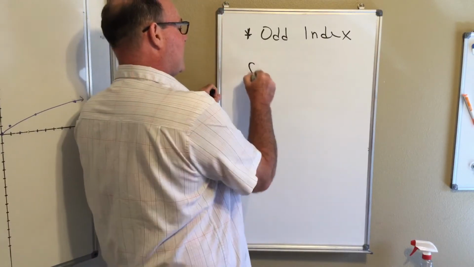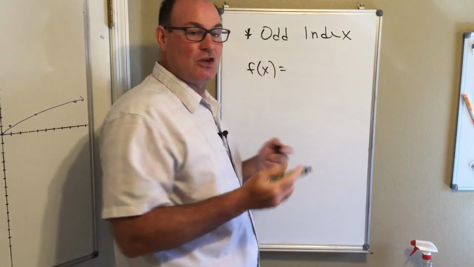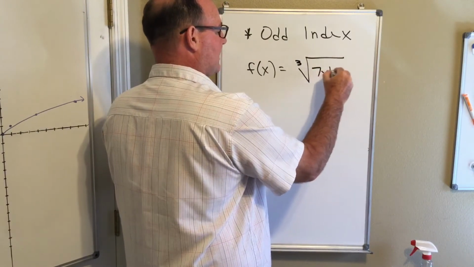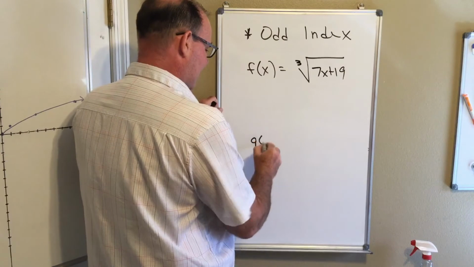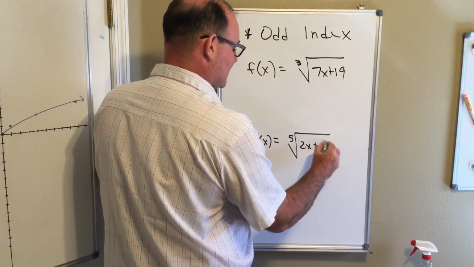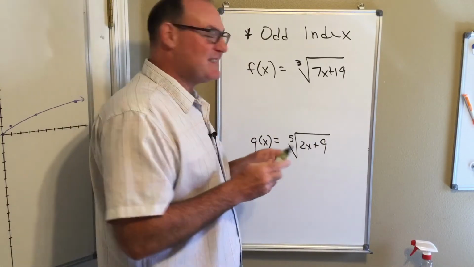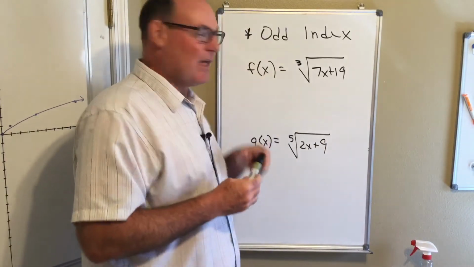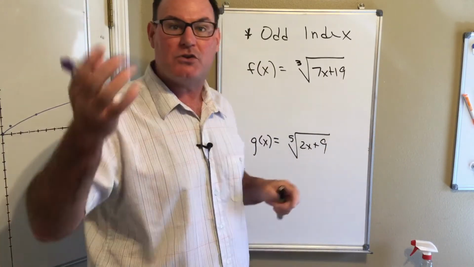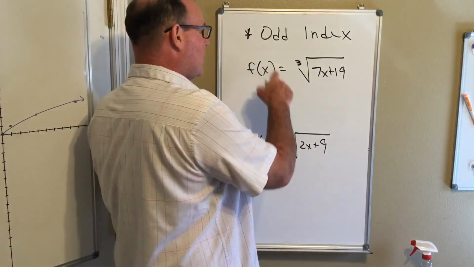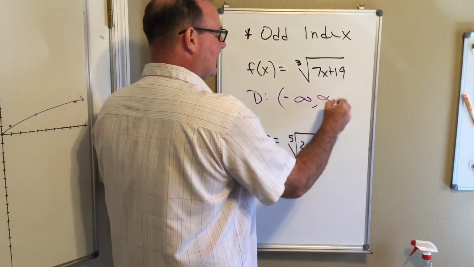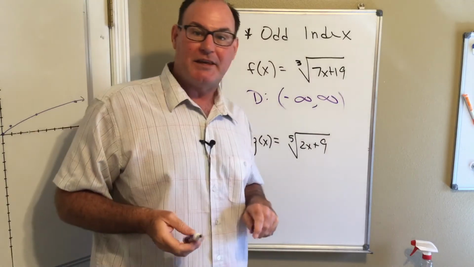So if I have a function with an odd index, whether it's a cube root or a fifth root, so if I have the cube root of 7x plus 19, and then g of x is maybe the fifth root of 2x plus 9, well then since my index is odd, there is no limitation on the domain. I can take the cube root of any number at all. Use your calculator to see that. So what is the domain? The domain of this is just negative infinity to positive infinity. There's no calculation to do.